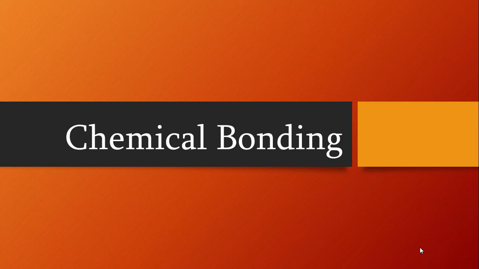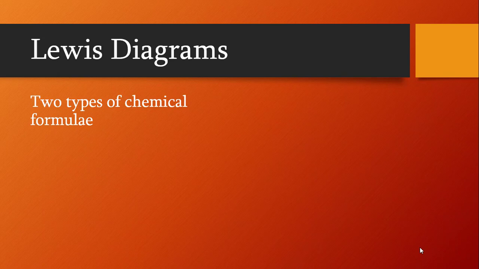We're going to continue talking about chemical bonding, and in this video we're going to start talking about Lewis diagrams. There will be several videos on Lewis diagrams. Now, there are two types of chemical formulae.